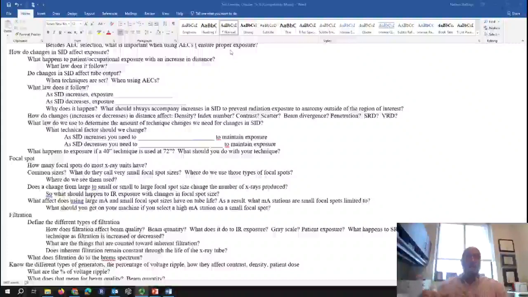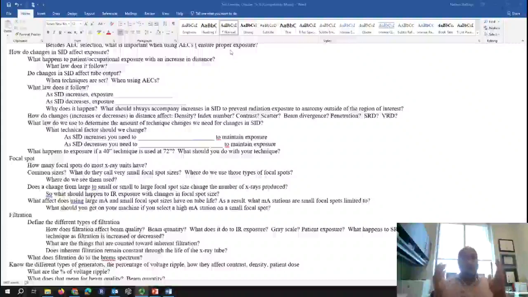As SID increases, exposure decreases by the square of the change in distance. As SID decreases, we get an increase in exposure according to the square of the change in distance. And I already talked about why it happens. That is because of the divergence of the central ray. As we increase distance, the beam spreads out more. We collimate down, and we lose some of the photons. If we increase SID, we should always collimate to make sure that we don't overexpose the patient, overexpose tissues that don't need to be exposed.